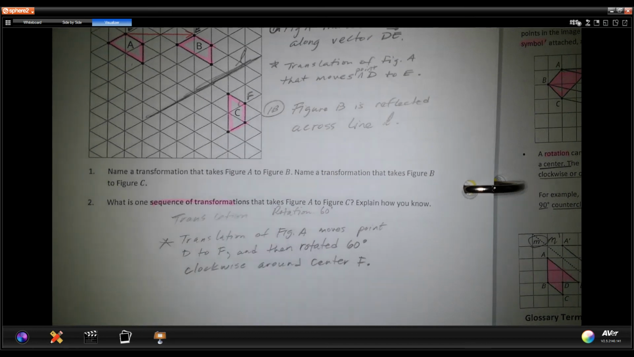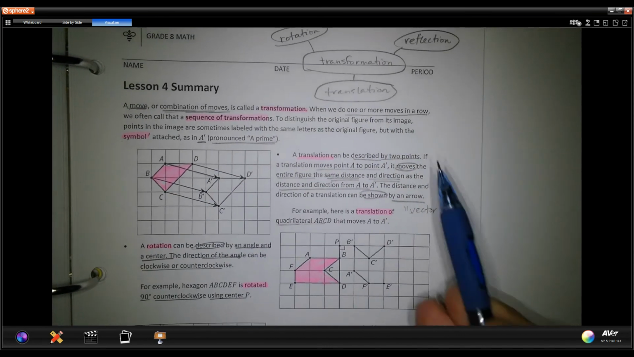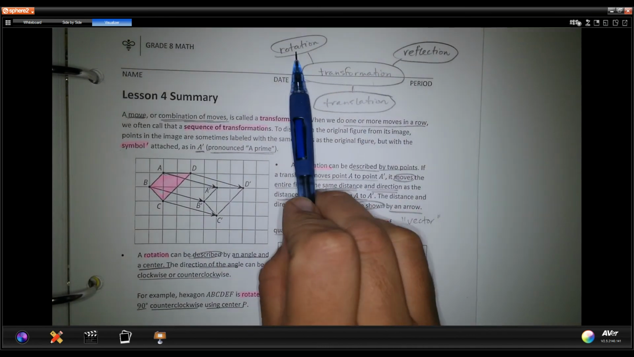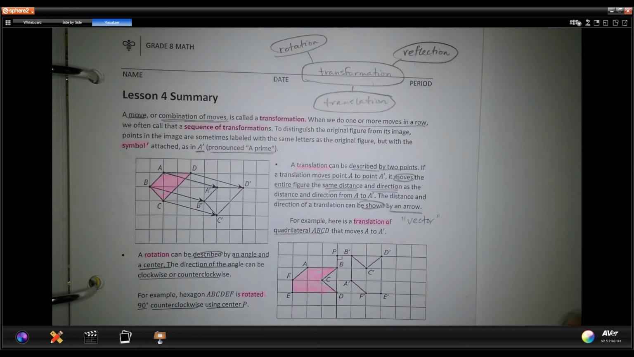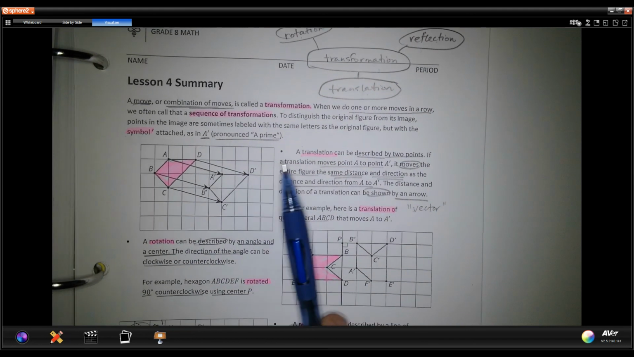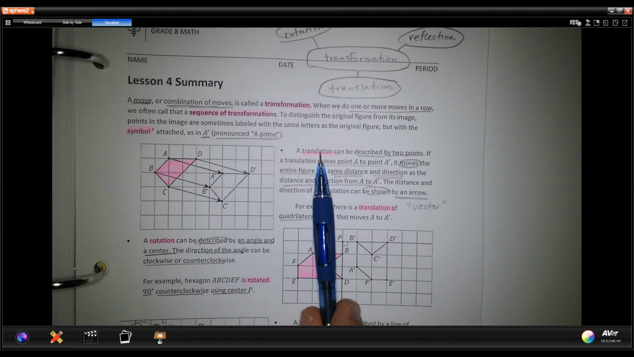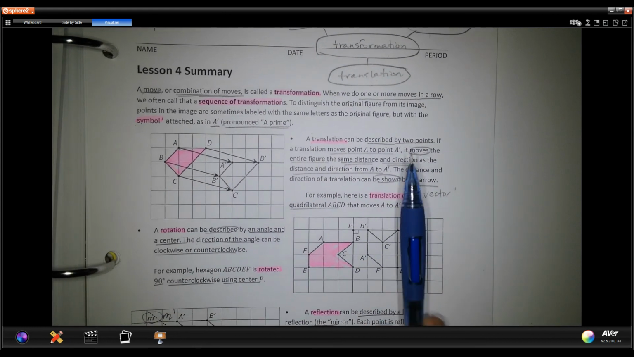So remember that as you're going through the lesson, remember that you have this information here. Remember that transformations include rotation, reflection, translation. These are all the types of transformation. Remember that we have to be very specific in our language. When we talk about a translation, we have to talk about from one point to another, no rotation within it.